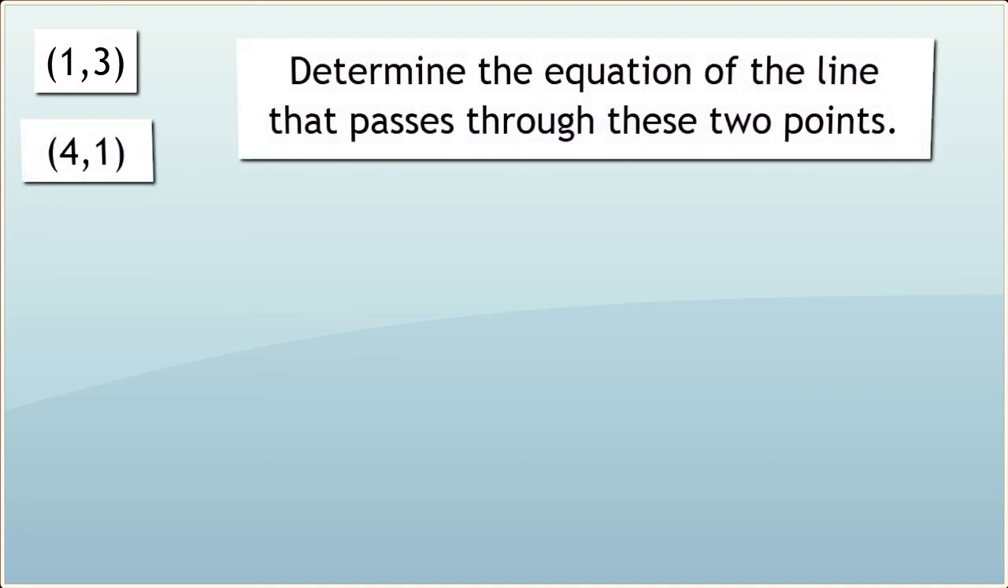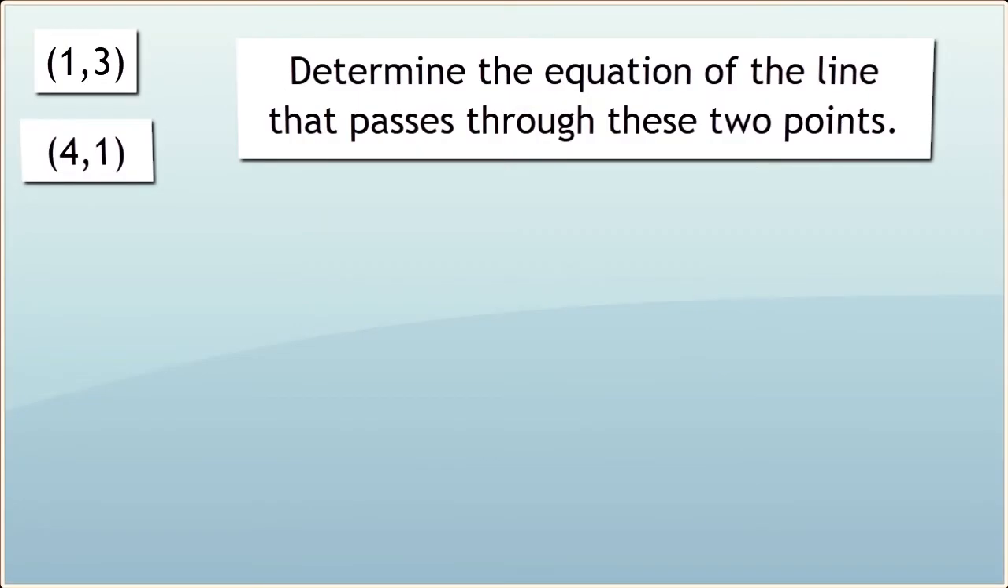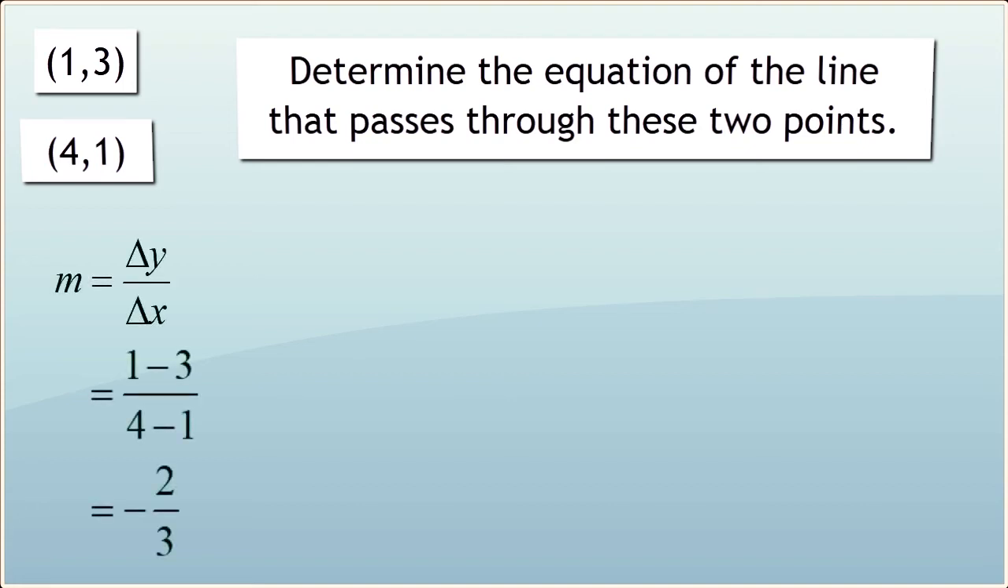Given the 2 points (1, 3) and (4, 1), let's determine the equation of the line that passes through these 2 points. Pause here if you'd like to try the example on your own. First, we can determine the slope of the line, m, just like we did before. This works out to negative 2/3. I strongly recommend leaving this value as a fraction and not rounding to something like negative 0.67 in this case, unless a rounded value is requested by your new best friend.